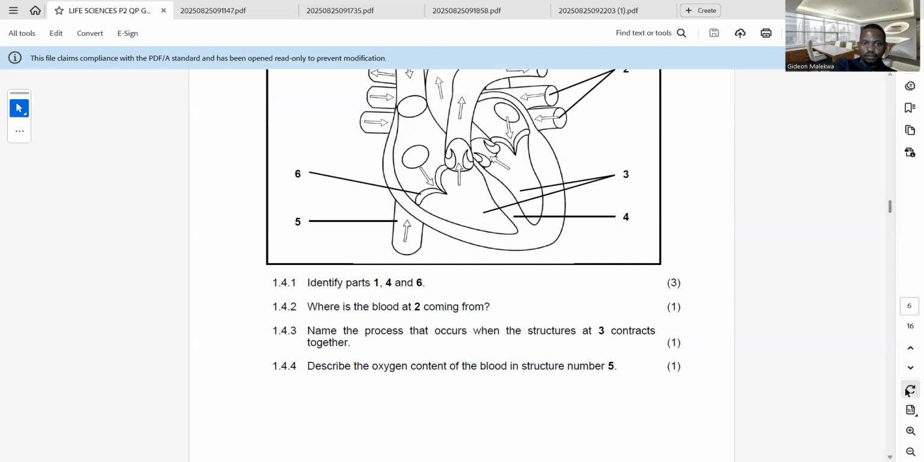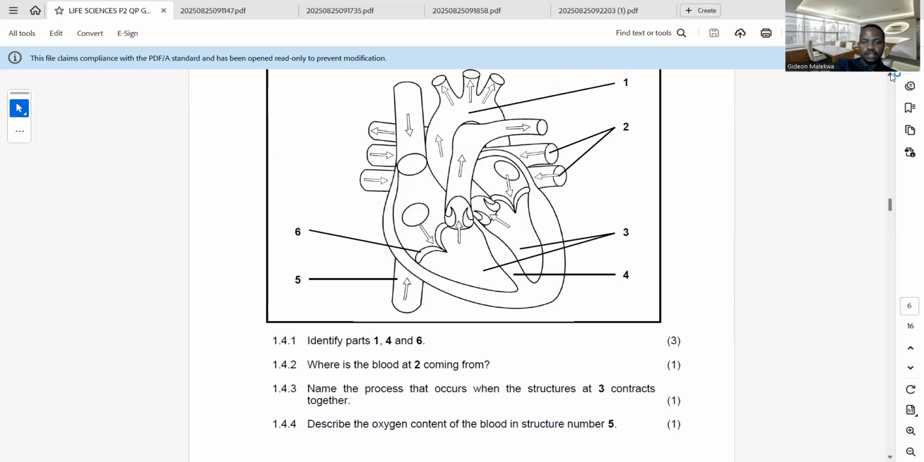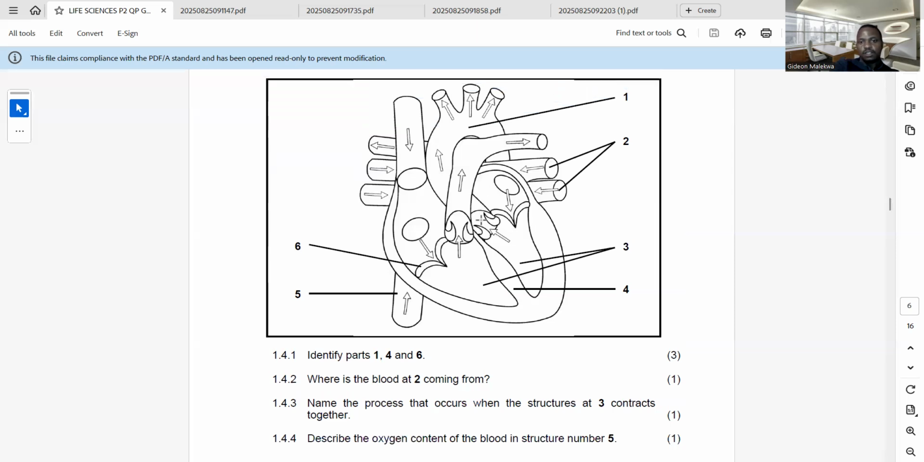143. Name the process that occurs when the structures at 3 contract together. So the process that occurs there, guys, is the structure at 3. What are the structures at 3? Structures at 3 are ventricles. And the ones that are on top, those 2 chambers on top, are called the atria. If it is 1, it's called atrium. If there are 2, they are called the atria.